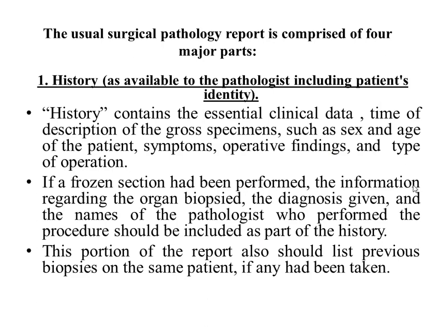The usual surgical pathology report is comprised of 4 major parts. First, history. History contains the essential clinical data at the time of description of the gross specimen, such as sex, age of the patient, symptoms, operative findings, and type of operation. If a frozen section had been performed, the information regarding the organ biopsied, the diagnosis given, and the name of the pathologist who performed this procedure should be included in the history. This portion of the report should also list previous biopsies of the same patient, if any had been taken.